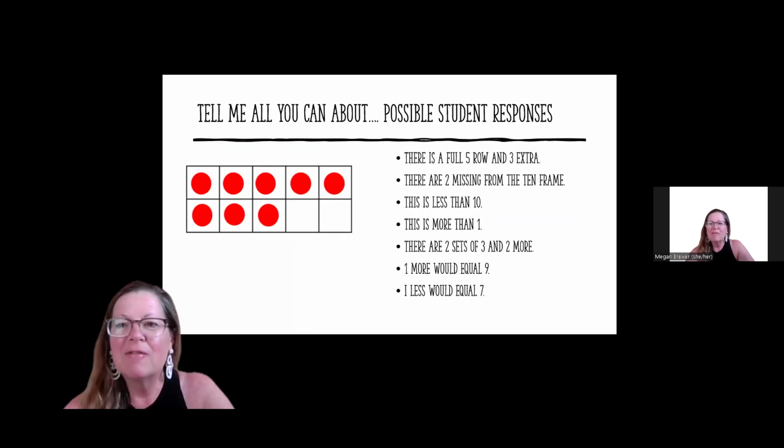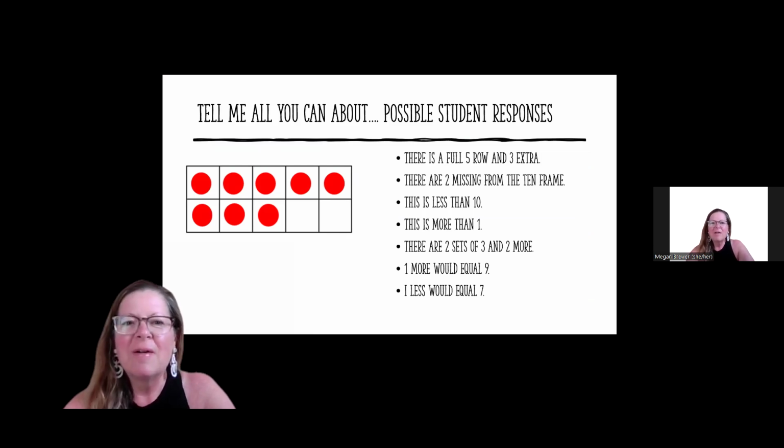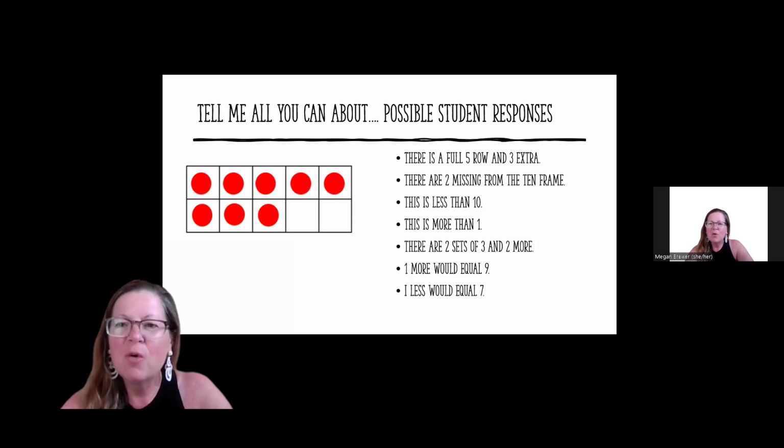So here's an example of a model, but there are also examples of possible student responses. We recommend that you share these student responses initially with students just so they get the idea of what is expected of them in this math routine. So some possible responses to this image of 8 dots would be: there's a full 5 row and there's 3 extra. There are 2 missing from the 10 frame. This is less than 10. I know that because a full 10 frame would have every square covered with a circle.